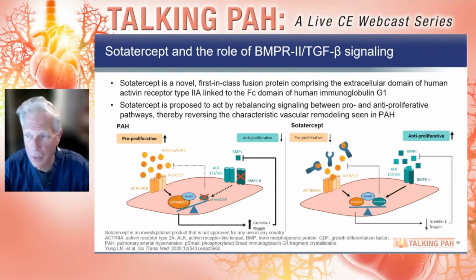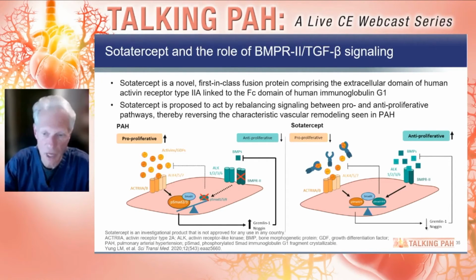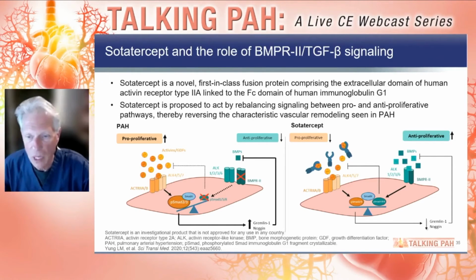So the way sotatercept works is it's a ligand trap. It's a fusion molecule with the Fc domain of a human immunoglobulin G1. And this molecule essentially traps these ligands, activins and growth differentiating factors, so that they can't bind the BMPR receptor. By grabbing all of this and not letting it activate the pathway, it rebalances that pathway so that there's a more normal balance between anti-proliferative signaling and pro-proliferative signaling.